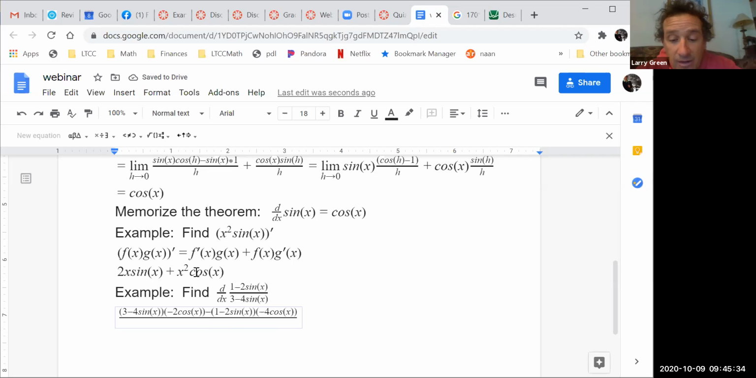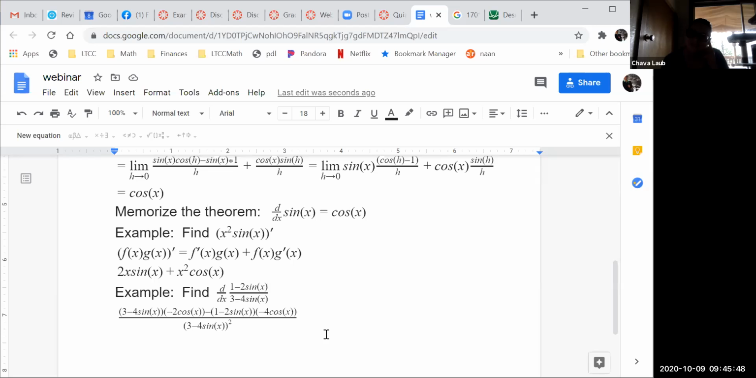Square the bottom and away you go. So 3 minus 4 sine x, quantity squared. Okay. Do we need to multiply it out? No. Definitely not. You have better things to do with your life than that. Don't you agree? Okay. And that's it. We're done. There's not really any work to show. But again, you remember the quotient rule, or you don't remember the quotient rule. And you want to be real careful with parentheses.